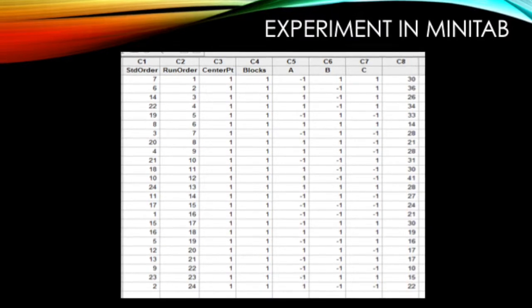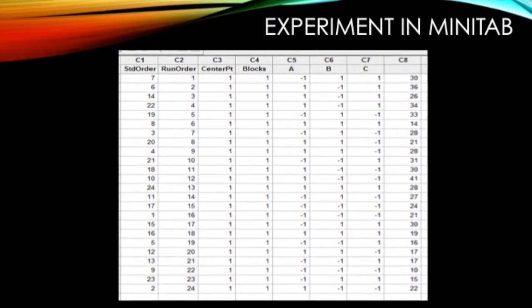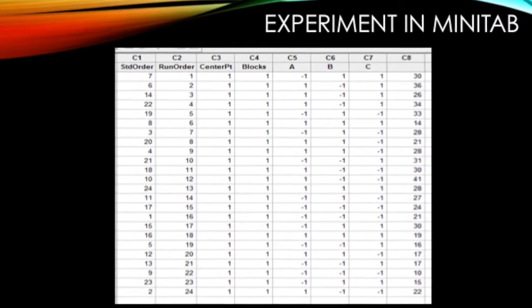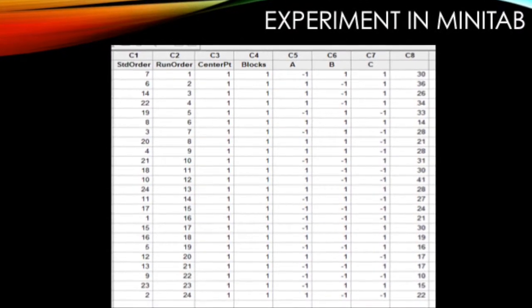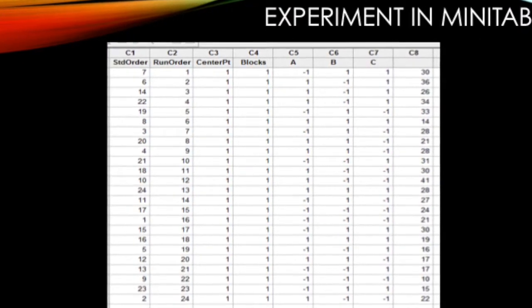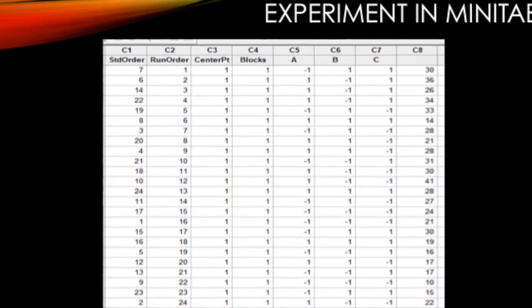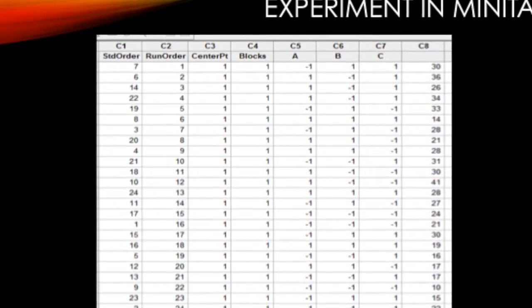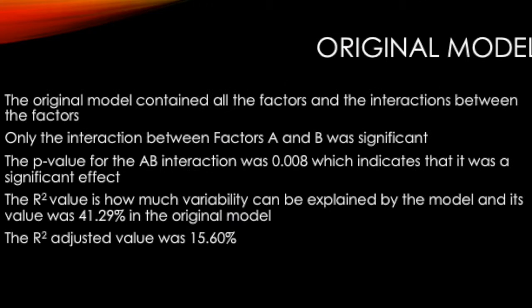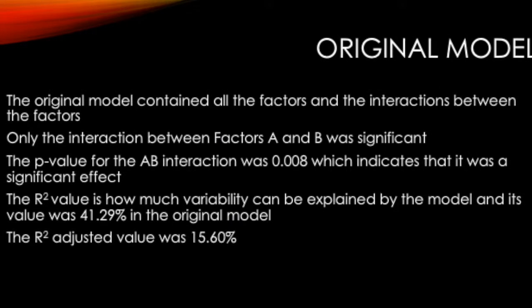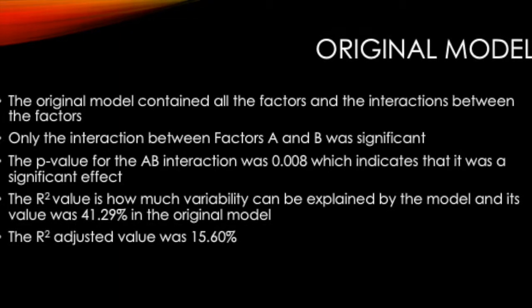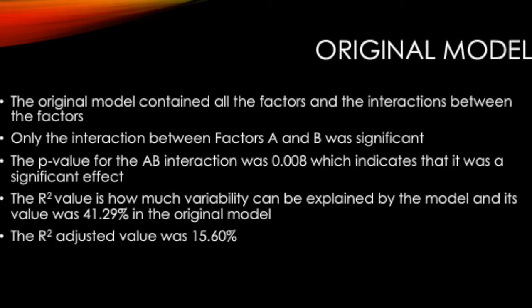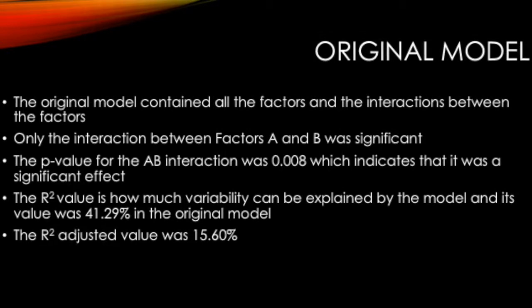Each time we ran the experiment, we recorded the final score for the New Orleans Saints. We put the data in Minitab and then ran our initial analysis. Factor A was penalties, Factor B was injuries, and Factor C was player fatigue. We ran our analysis by going to Factorial Design under the Design of Experiment tab on the toolbar in Minitab. Our original model contained all the factors and the interactions between the factors.